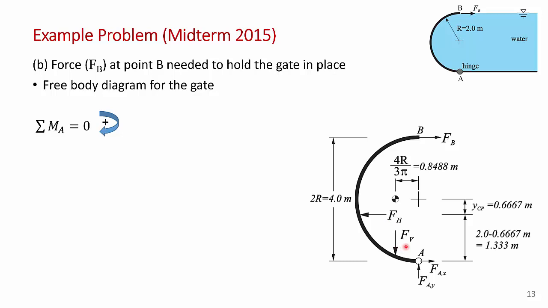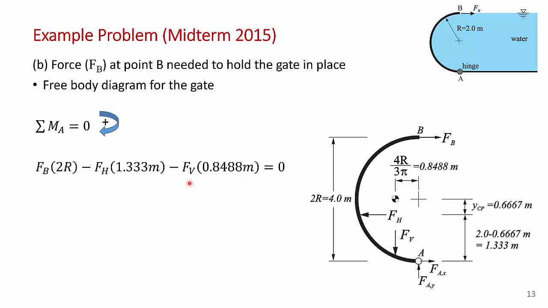So this is basic statics. This is your statics course. So FB times 2R, that's the moment arm, equals FH. Now, this distance here is R. So this distance here is R minus YCP, which turns out to be 1.33 meters. And it's counterclockwise, so it's minus. And then FV, we just showed that it acts at 0.8488 from the hinge in the horizontal direction. So there's the moment arm.